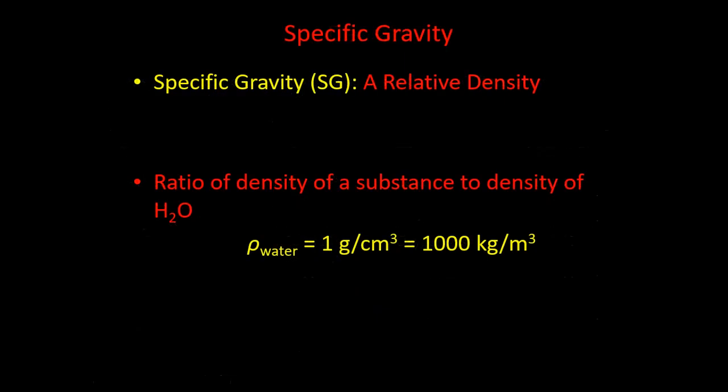So as I briefly touched on in the previous slides, specific gravity is a relative density. This is the ratio of the density of a substance to that of water. This just gives a good baseline from which we can measure our densities. And water, being the ubiquitous material that it is, tends to be the one that gets chosen as the baseline to a lot of things. So the density of water is 1 gram per cubic centimeter or 1,000 kilograms per cubic meter.